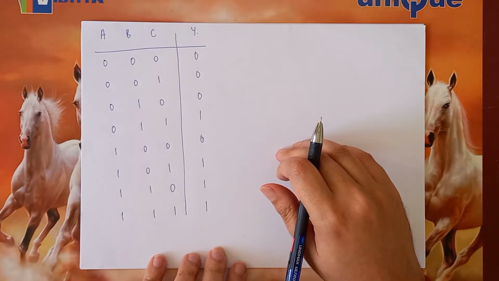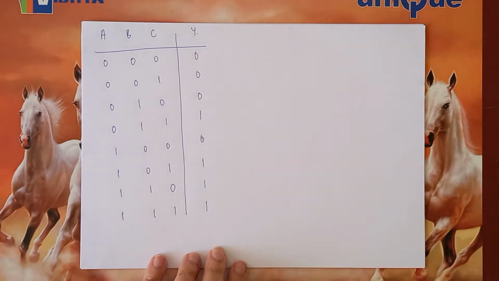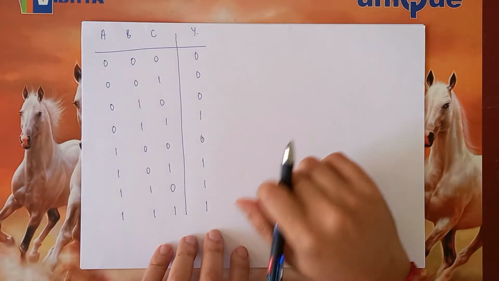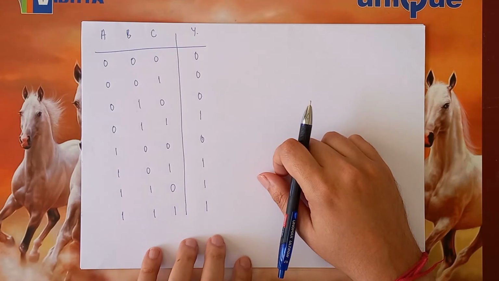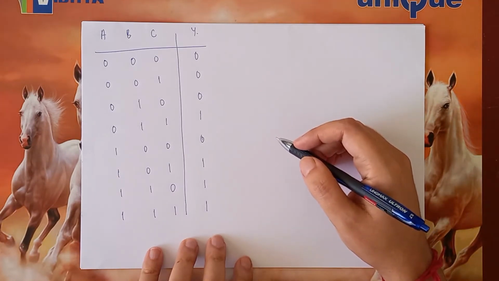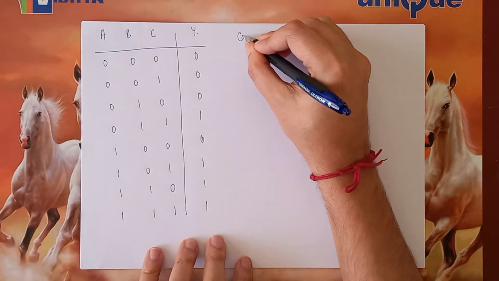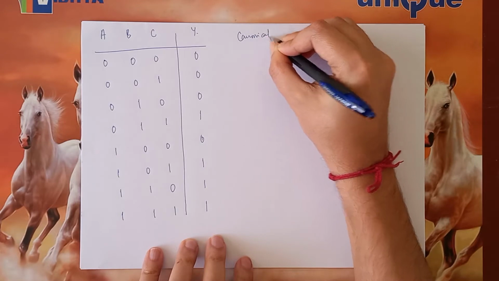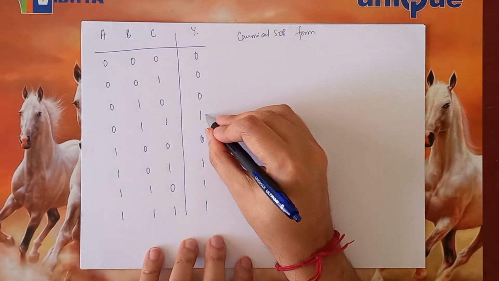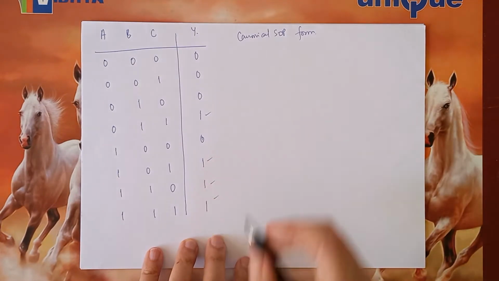POS form. And we saw that the canonical SOP form can be implemented using only NAND gates, and the canonical POS form can be implemented using only NOR gates. So just to quickly recap that, the canonical SOP form corresponded to looking for the ones, these four.